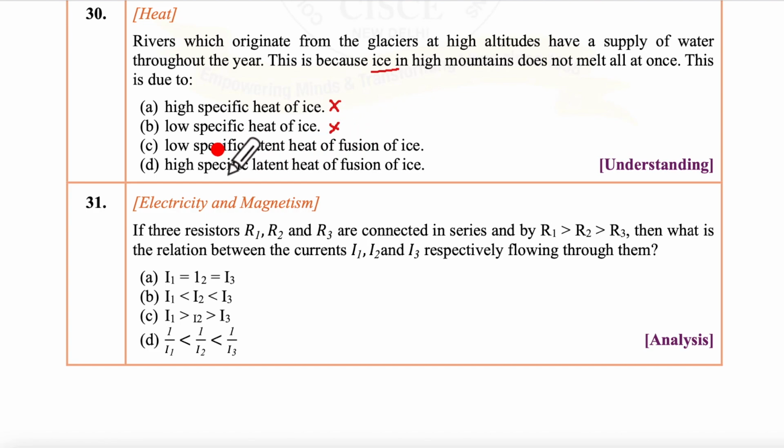We need a latent heat. Where is it? Low specific latent heat? No, it has very high specific latent heat. So D is the correct option.